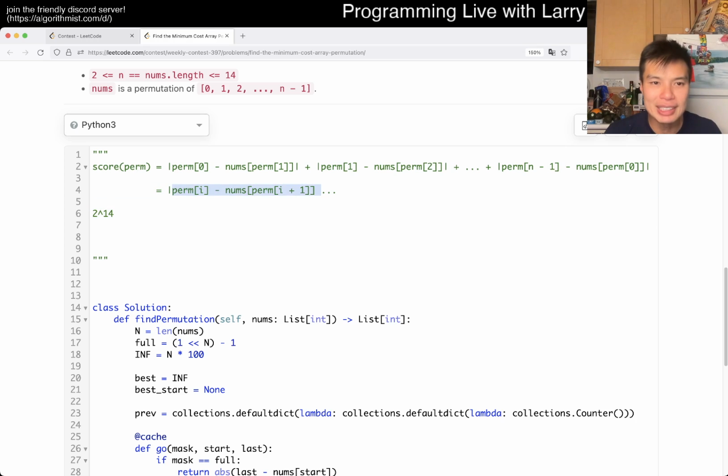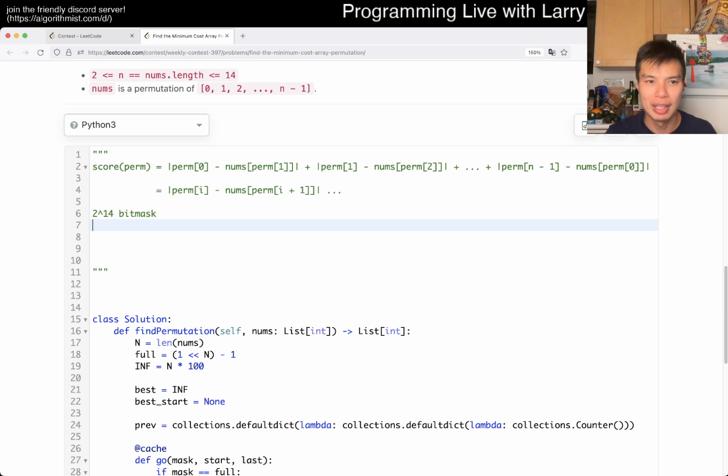Because you have this, that means that you can do it one at a time, and you need to know the previous number, or the current number. You need one of the numbers, so that you know the previous thing. So we need an added dimension, which is the last digit, which is what I have here. I have 2 to the 14 bit mask, and then 14 elements for the last element, or last index, if you want to call it that.